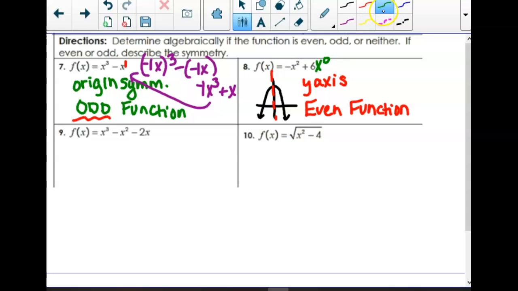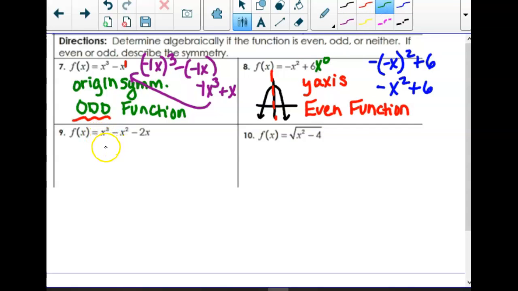The test algebraically would be to put in a negative x, and you should get exactly what you started with. Well, negative 1 squared is positive 1. I'd still have that negative on the outside, so it'd give me back what we started with. I know some of you are just like, what is she even talking about? It's a good thing we can graph it, right? Okay.